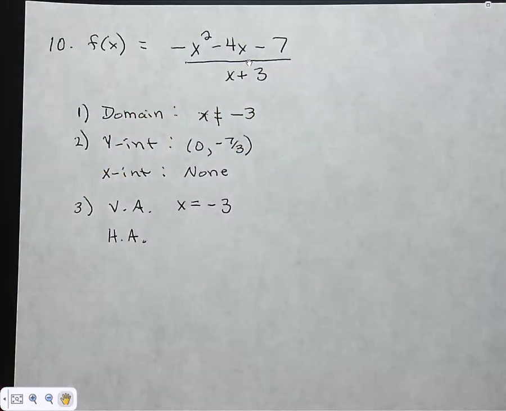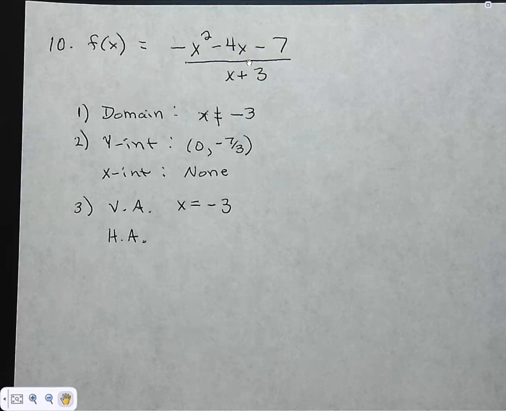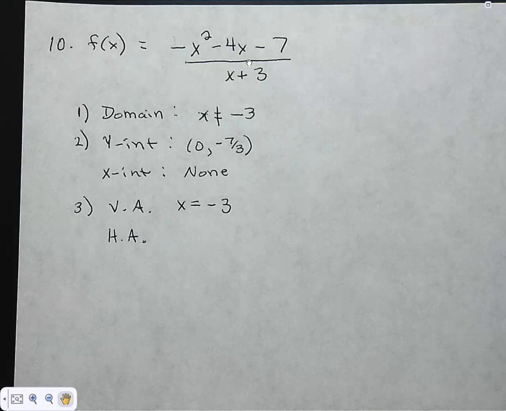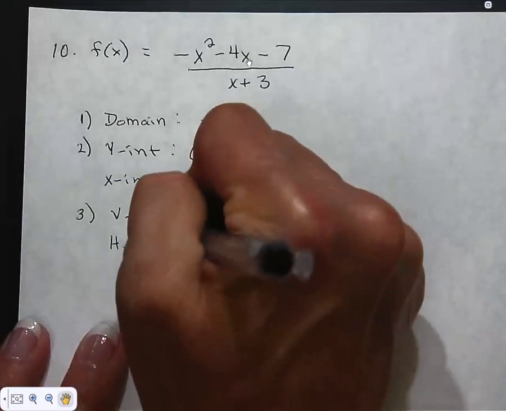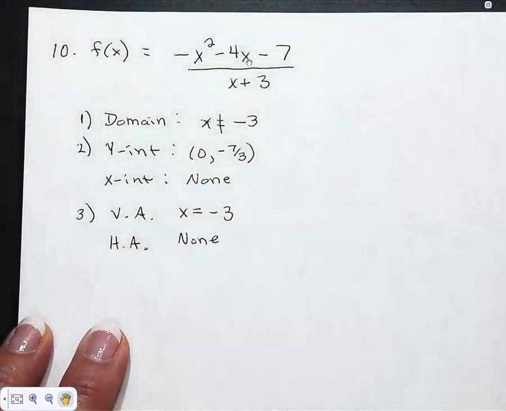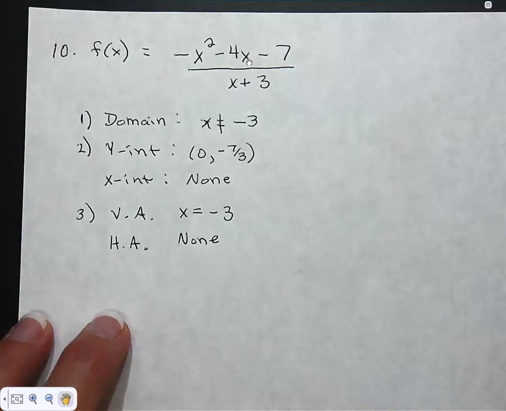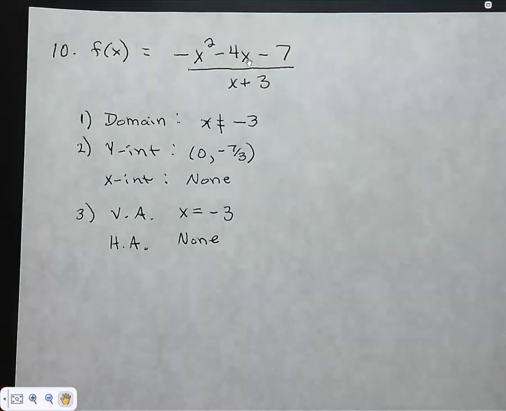If the numerator is higher degree than the denominator, then, well, is there a horizontal? No. There's no horizontal because the degree of the numerator is higher than the degree of the denominator. But because the degree of the numerator is only 1 higher than the degree of the denominator, there's a slant asymptote.